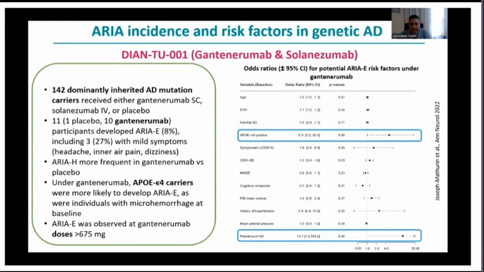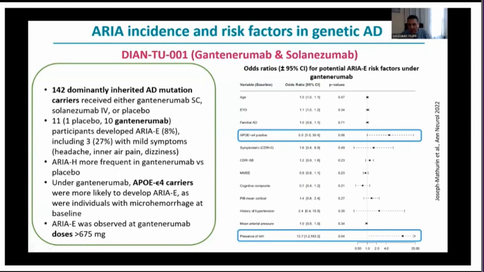This is a study with gantenerumab and solanezumab in people with dominantly inherited Alzheimer's disease mutation, who were treated either with one drug or the other or with placebo. As you can see, again, the drugs didn't work, but they caused at a low rate some ARIA-E events and some ARIA-H events. But at any rate, for ARIA-E, again, we had a significant trend for people being carriers of the epsilon 4 allele, as well as the presence of macrohemorrhages at baseline.